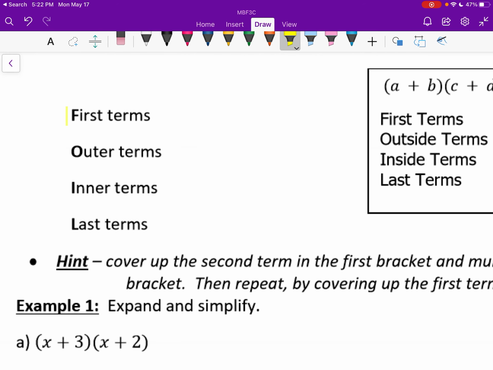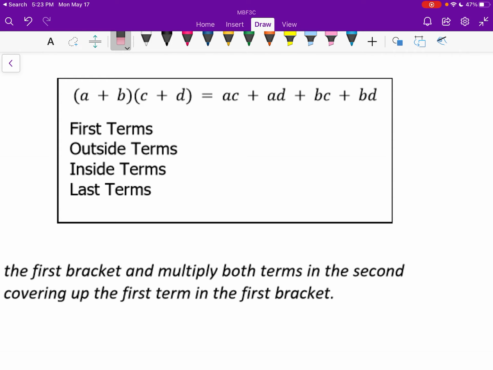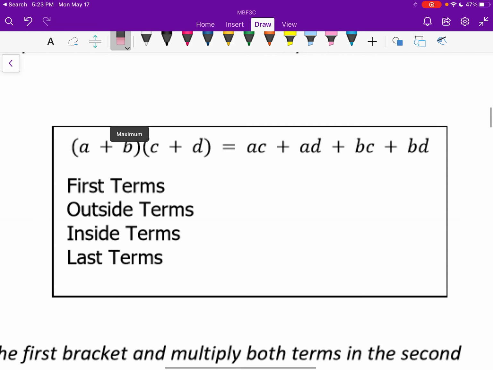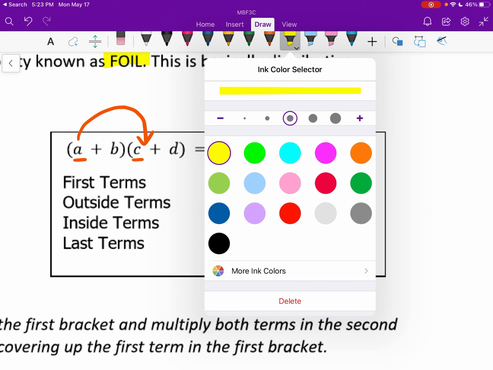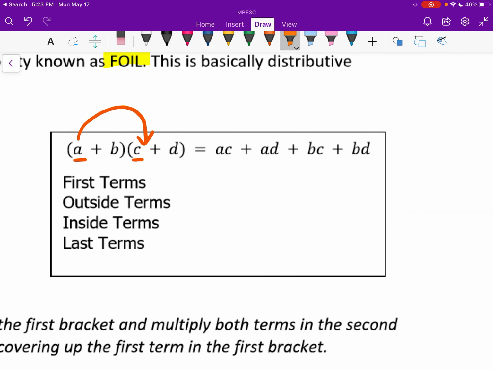So say you're given something like this, right? Really easy. What you're going to do is basically you're going to multiply first of all the 2 first terms together. So you have A, and you're going to multiply it by C because they're the 2 first terms in that equation, right? So you multiply those 2 together, so you get A times C.